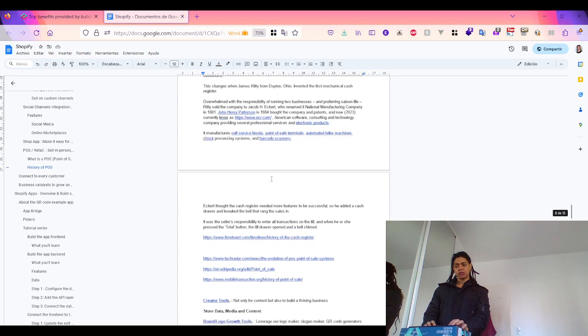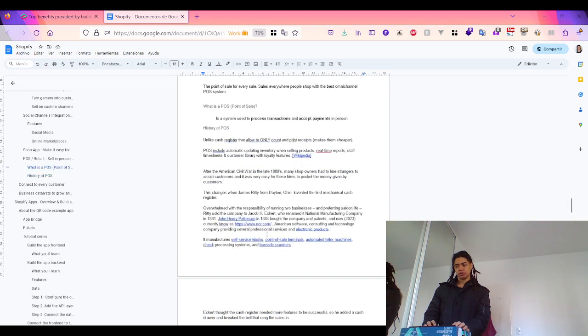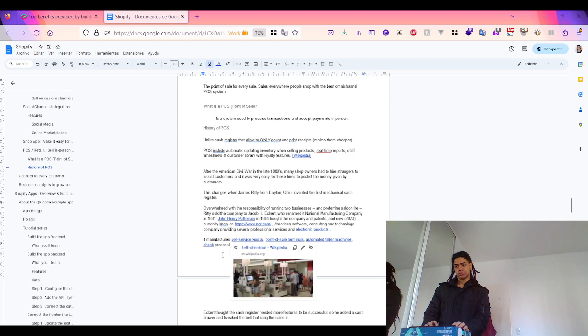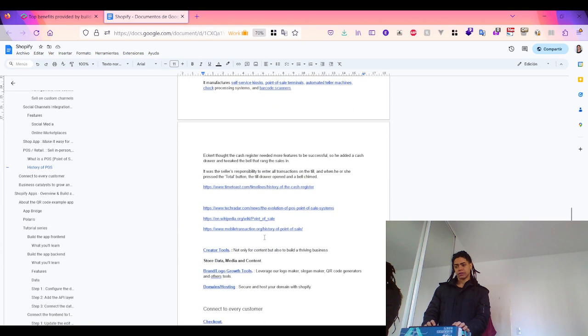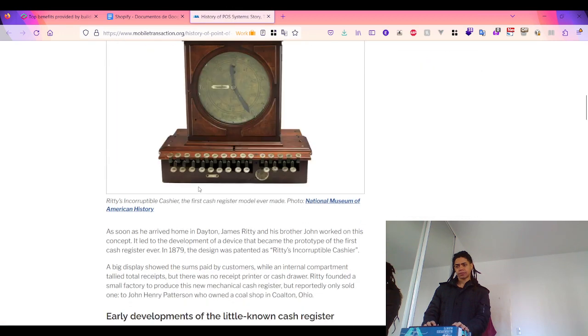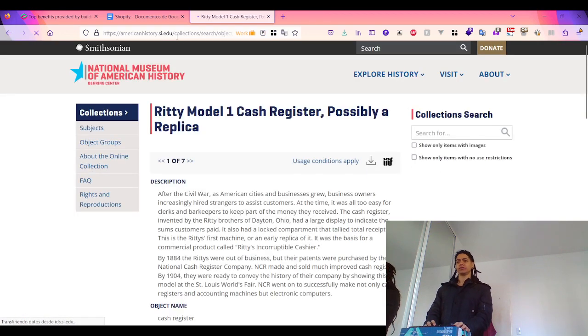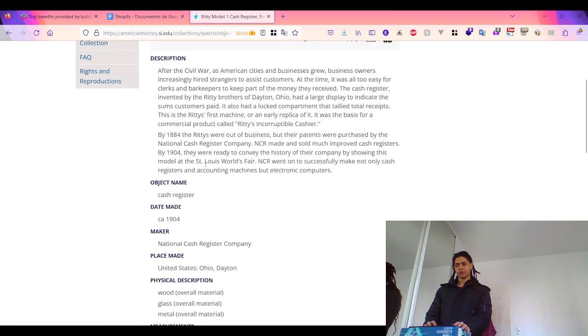I didn't put the source here. Okay, according to the National Museum of American History, the Ritty brothers were out of business, but their patents were purchased by the National Cash Register.